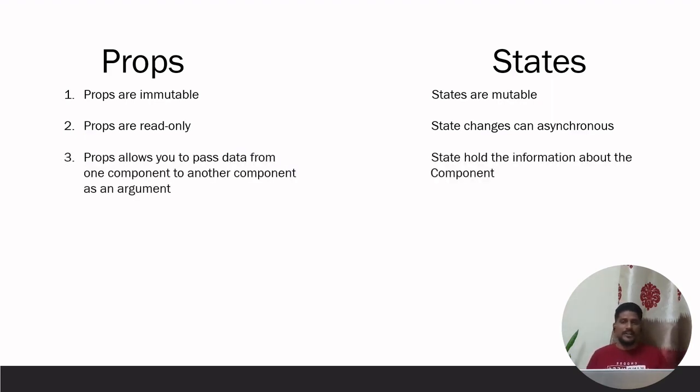Then the second thing is that props allow you to pass data from one component to another component. Whenever we want to pass data from a parent component to a child component, how do we do that? We pass the data through the props. That is a common interview question: how do you pass the data from parent to child? We pass the data from parent to child using the props. And states hold the information about the components. Whatever the information about the component is, that is held in the state.